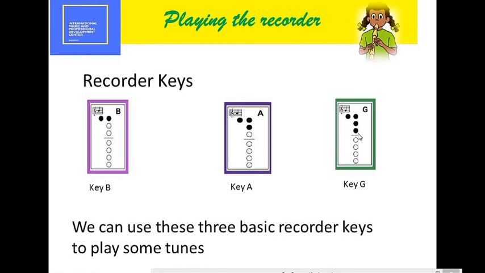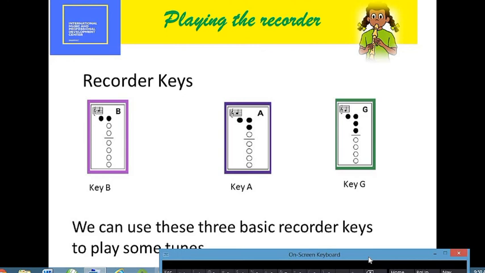Is that clear? So we're going to stop here for now, so we can see the practical part of this, of key A, B, and G. Is that clear? Okay.